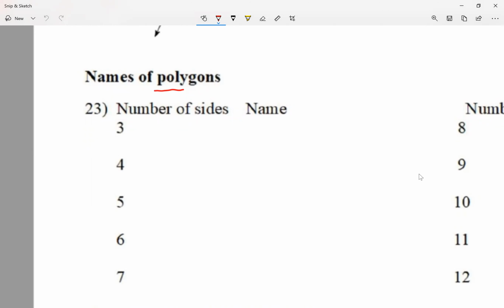Poly means many. In Algebra 1, you learned polynomials, many terms, right? There was a trinomial, quadnomial, binomial. You should remember those from Algebra 1. Your Algebra 1 teacher should have covered that. So poly means many. Gon means sides. So polygons means figures with many sides.